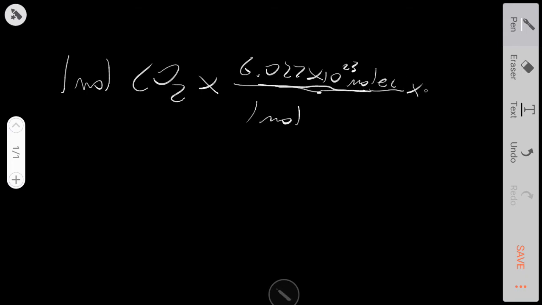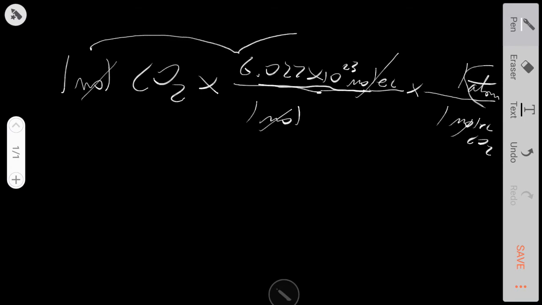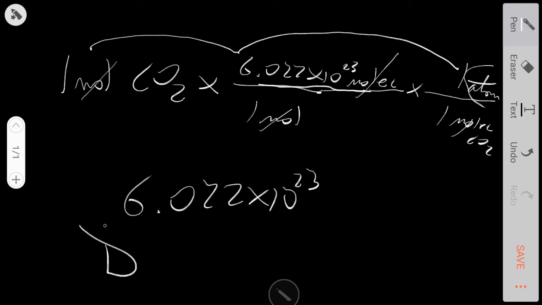Okay, and to get rid of moles, we're done. Now I have to get rid of molecules. I want to get to atoms. So in 1 molecule of CO2, how many carbon do I have? I have 1 atom of carbon. Molecules cancel out. I'm left with atoms. 1 times this number, Avogadro's number, times 1 is still this number. So the answer is 6.022 times 10 to the 23. The answer is D. Number 21.